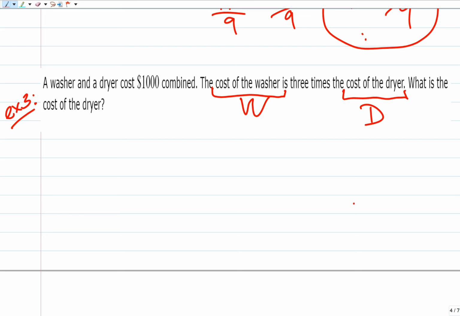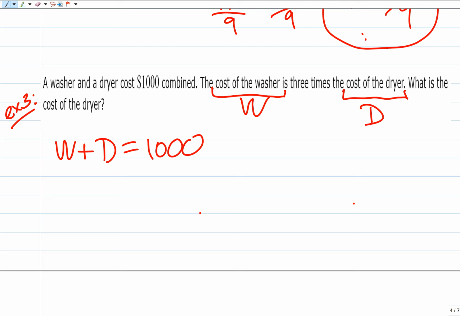What is that first sentence telling me? If W is the cost of the washer and D is the cost of the dryer, their cost combined is $1,000. What does that mean I can do with the W and the D? If I combine or if I add their costs, they should equal 1,000. Does that make sense? Okay. Now we are going to be going into systems of equations later on with 2 variables. This is just an intro to that. And they keep it pretty simple.